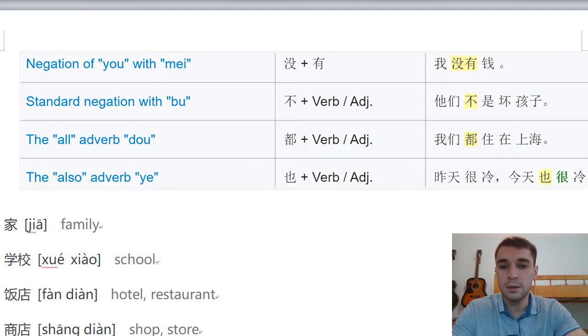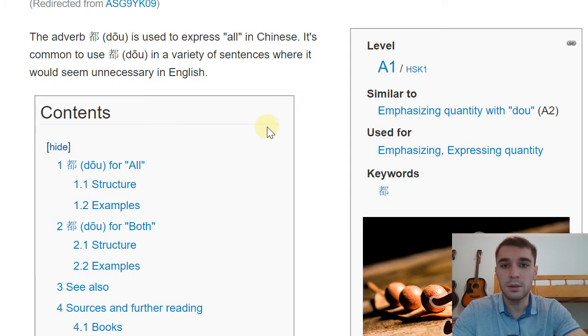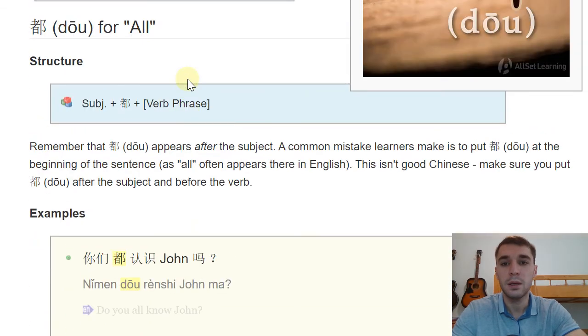Let's talk about this topic. So the adverb 都 is used to express all in Chinese. It's common to use 都 in a variety of sentences where it would seem unnecessary in English. 都 for all. Remember that 都 appears after the subject. A common mistake learners make is to put 都 at the beginning of the sentence, as all often appears there in English. This isn't good in Chinese. Make sure you put 都 after the subject and before the verb. So after the subject, before the verb.